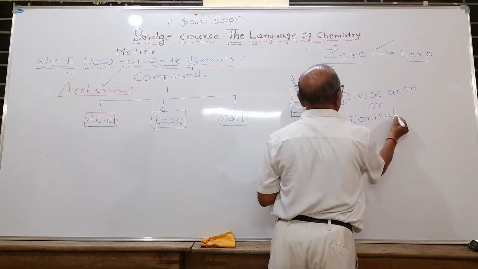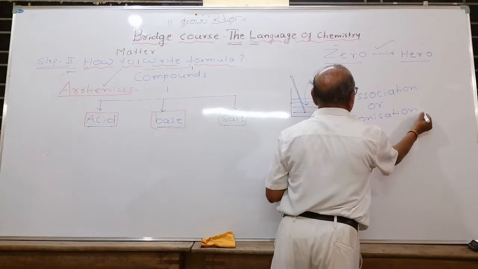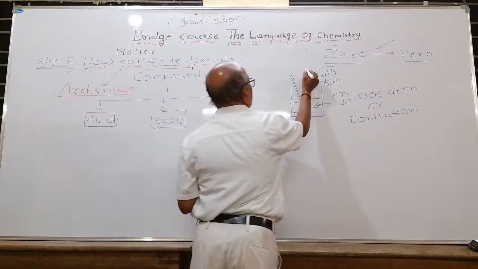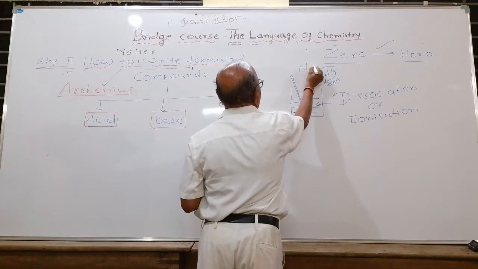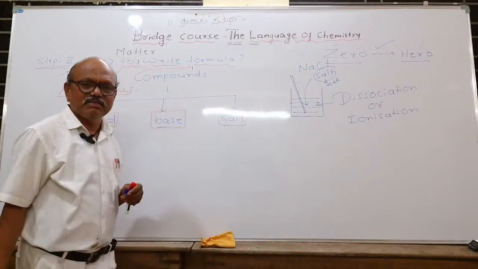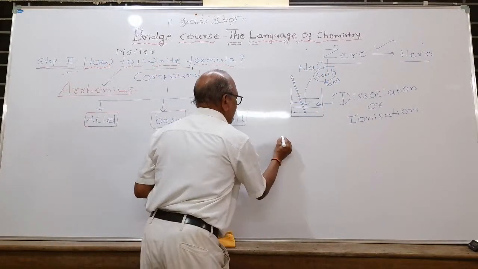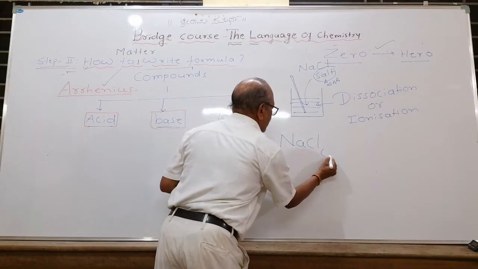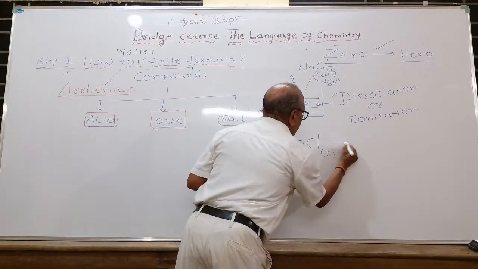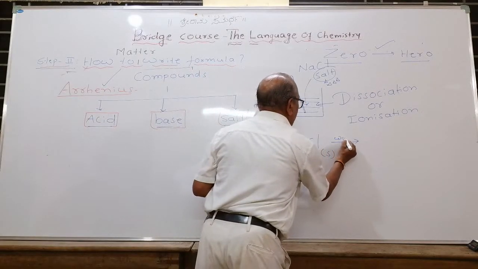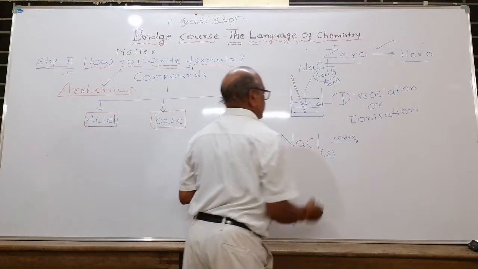I was talking to you about valency, right? And if you take sodium chloride, you know the simplest formula most of you will be knowing. Sodium chloride has the formula NaCl. I will take NaCl solid. Don't forget to write the physical state, and an arrow mark with water, in the presence of water, when dissolved in water.